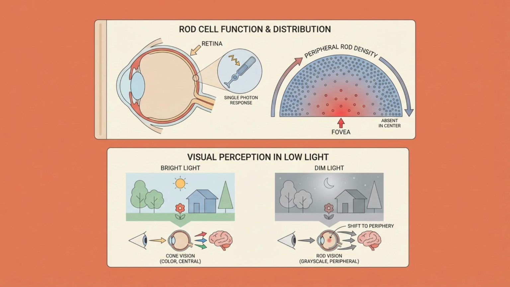This is why, in dim conditions, colors seem to wash out, and why objects at night are easier to see when you look slightly to the side of them rather than directly at them. You're shifting the image from the rod-free center to the rod-rich periphery.